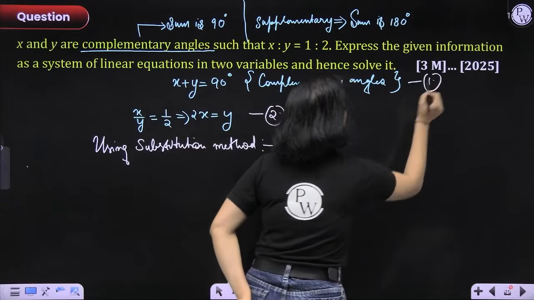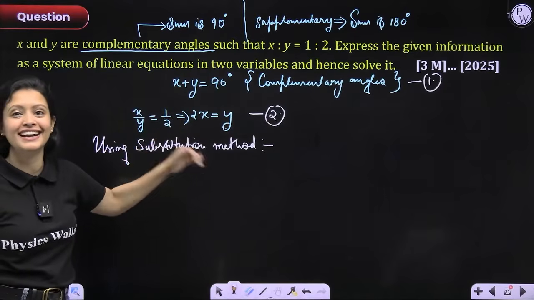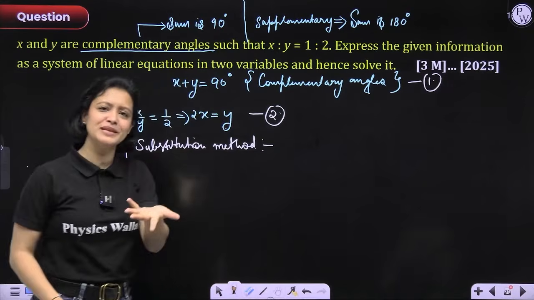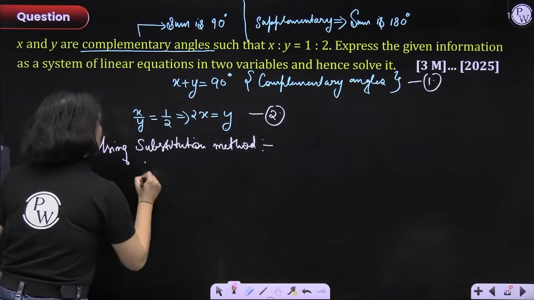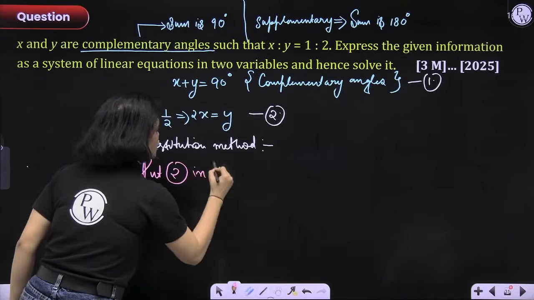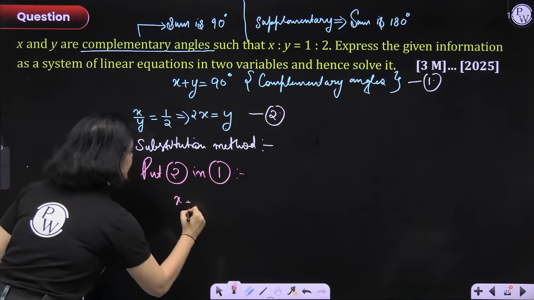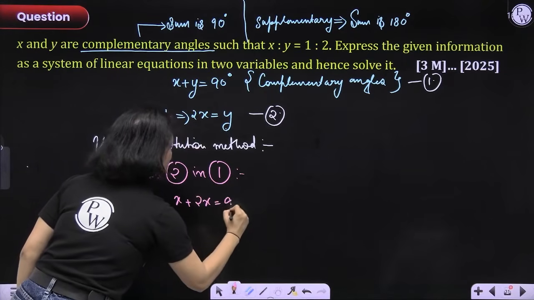1 and I'm going to put 2 in 1 because I have the value of y directly as 2x, right? So I just need to put the value of y as 2x in the first equation. Simple, right? So let's write that down. Okay, so put 2 in 1. So what do we get if we put 2 in 1, everyone? Let's see, x plus, in place of y, I am going to write 2x.